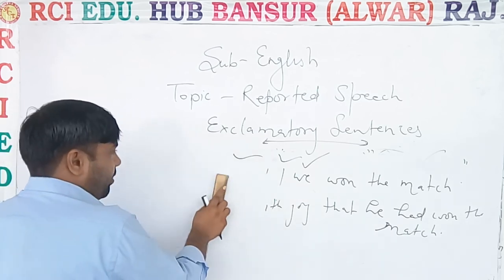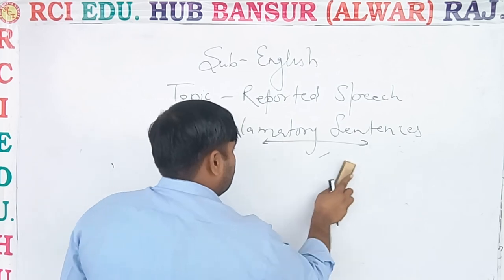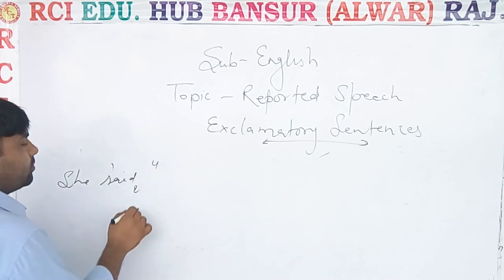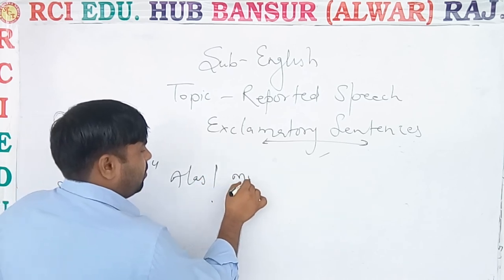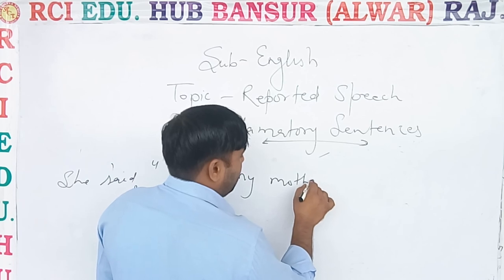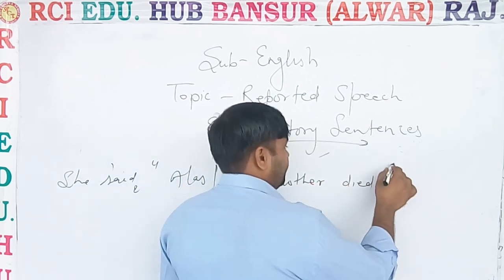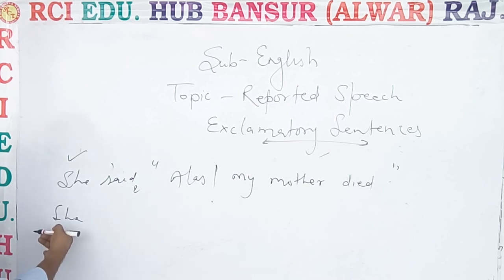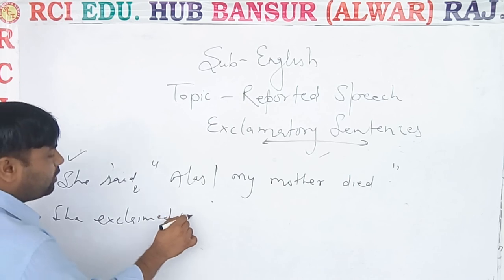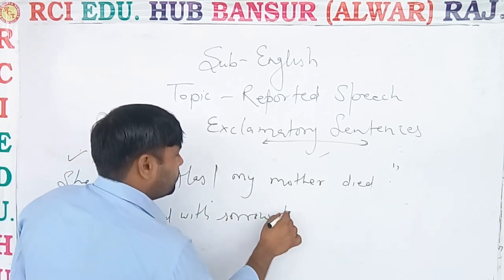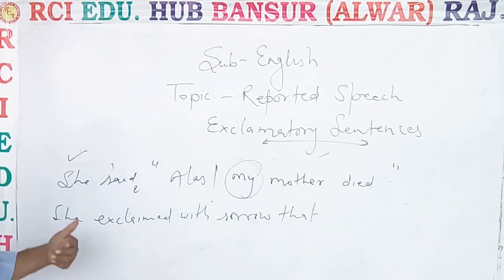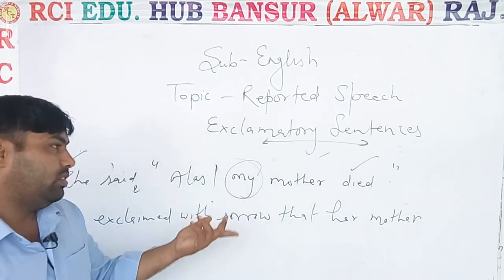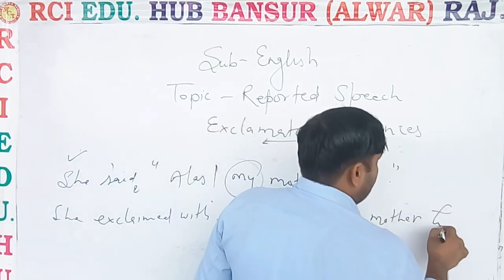Now next, one more example. It is the last example. Suppose she said, "Alas, my mother died." A sad thing. Got it? She exclaimed with sorrow that her mother died. "My", first person according to the subject, then "her". Died, second form, same way, outside also past, don't worry.